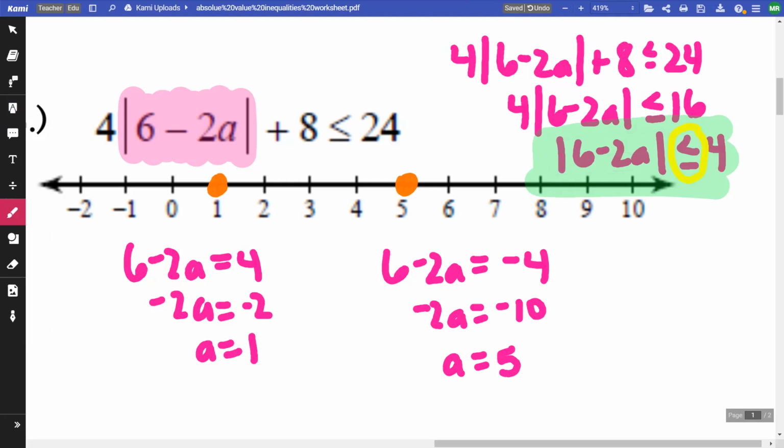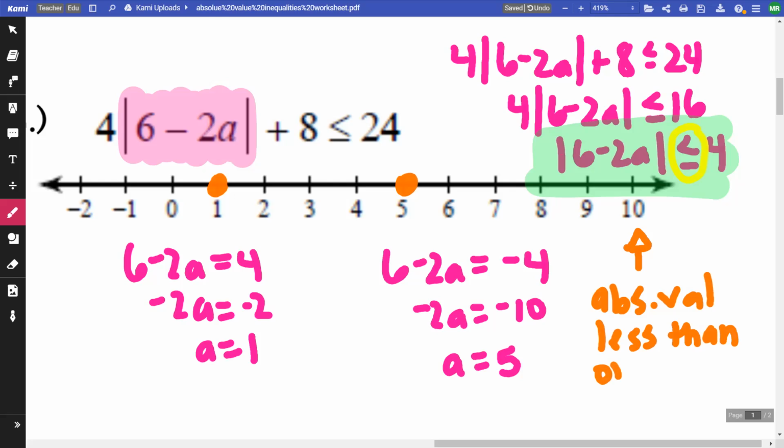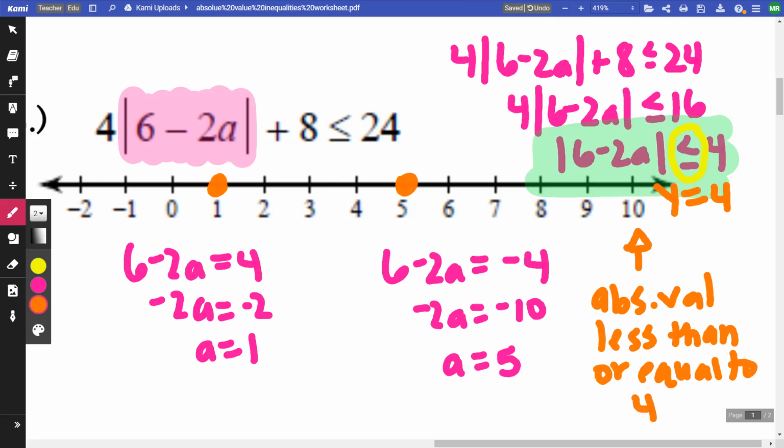So if I look at that green highlight here, this is saying that I want my absolute value where it is less than or equal to 4. And this line is where it is equal to 4. That's where y is 4. I want it to be less than or equal to 4. So for this one, if I'm drawing my absolute value, which is a V, I'm starting here.